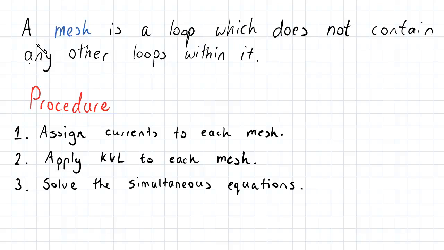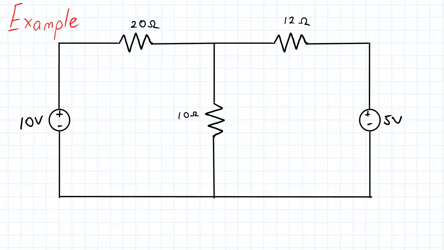Now the procedure for mesh analysis is quite simple. Firstly, you assign currents to each mesh. Then you apply Kirchhoff's voltage law to each mesh, and then solve the simultaneous equations to get the required unknowns. So to look at an example that illustrates this, we have the following circuit diagram here.